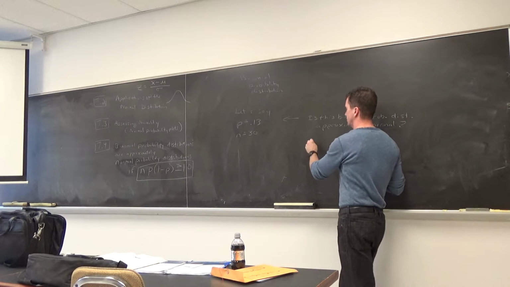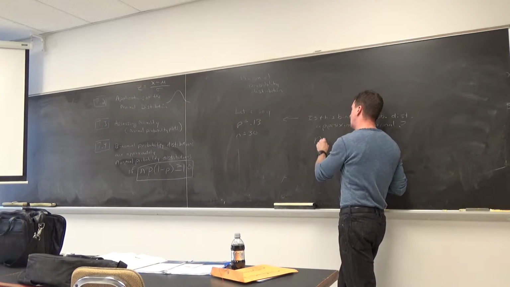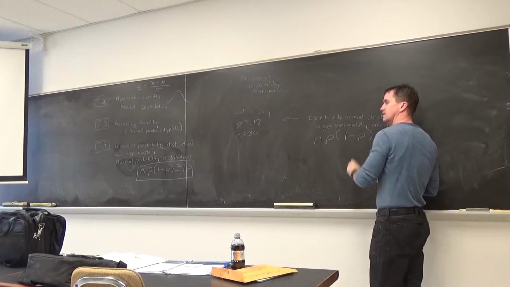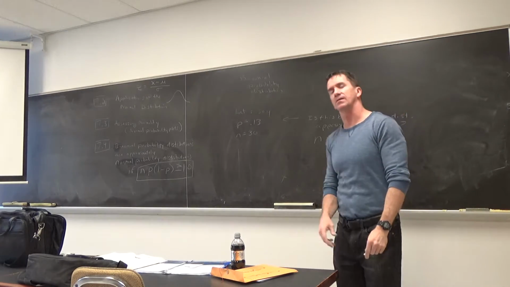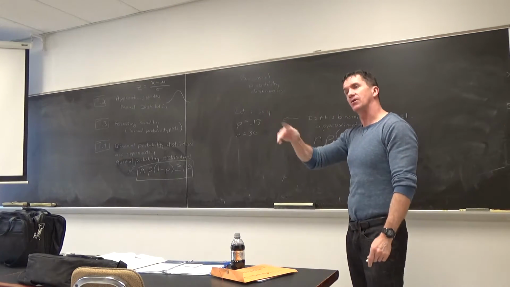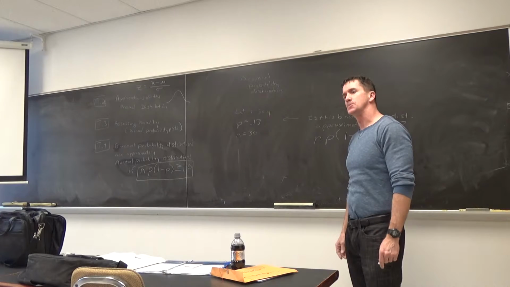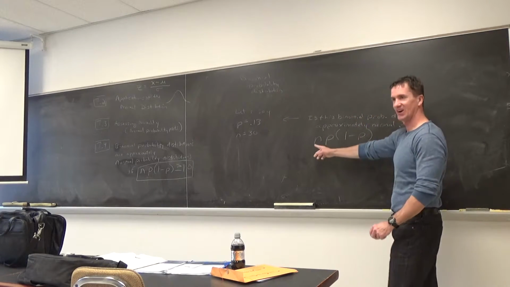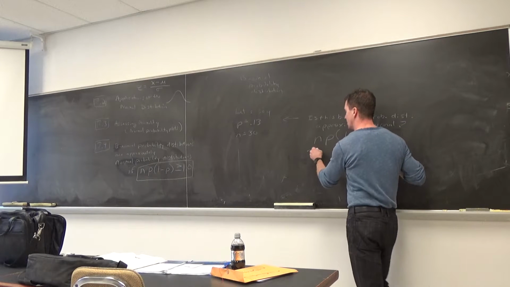is check n times p times 1 minus p. We calculate it. If the number is 10 or higher, we say yes. And Holland's giving me a no. Everyone try this and go. That's a 30. What goes here?